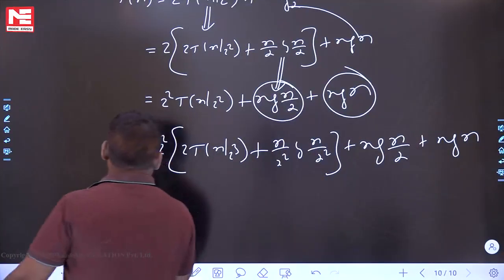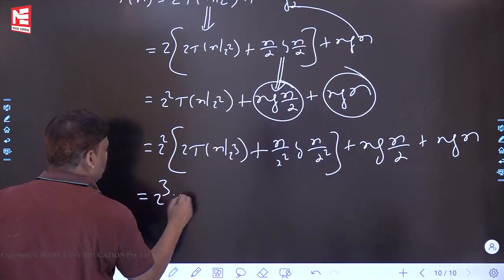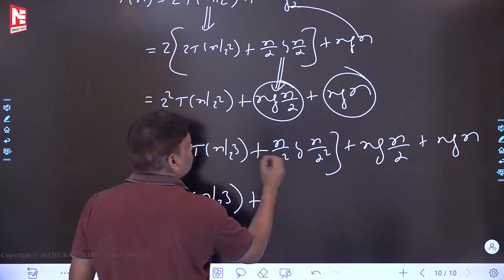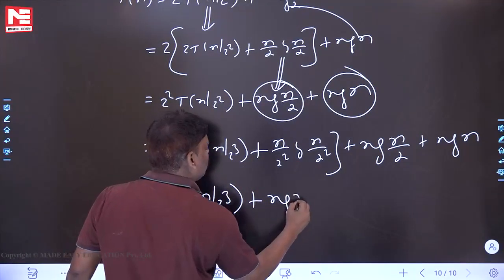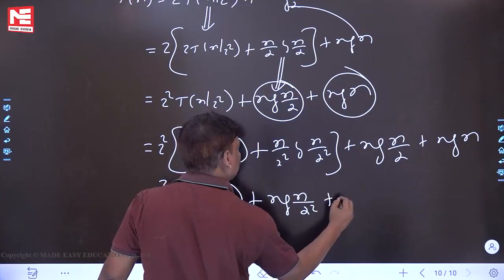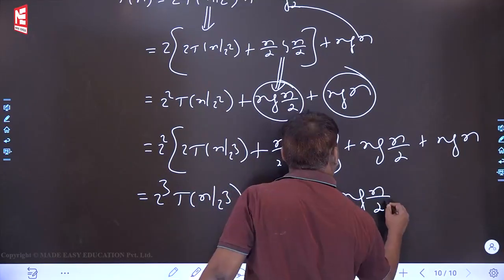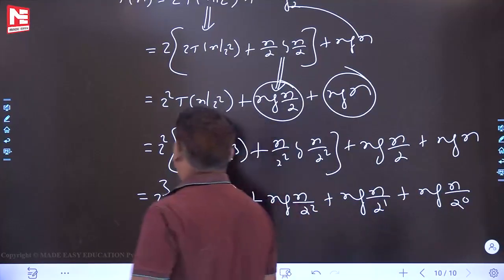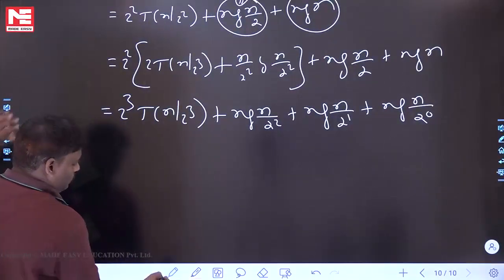Let's simplify. 2 squared into 2 cubed T(n/2 cubed). Simplify now: 2 squared into n/2 squared, the 2 squared cancels. What is the answer? n log n/2 squared plus n log n/2 power 1. Next, n log n/2 power 0. Like that. Now can I help you? How many times have you done it? 3 times, you only say.